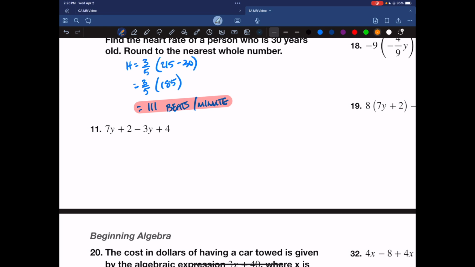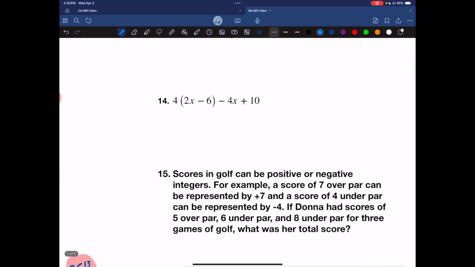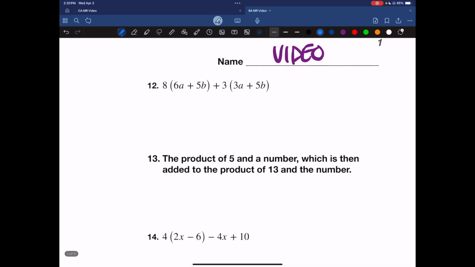Number 11, we have to combine like terms. So we got y here and there. We have a constant term here and there. So let's add them up. 7 minus 3 is going to be 4y. 2 plus 4 is 6. And that's how you combine like terms. It obviously can get a little bit more complicated than that, but that's the basics. And we only had 4 terms here. As you get more and more terms, it's even more critical, in my opinion, to mark up where your like terms are. Like here, I said y and y, and then my constant terms. I recommend doing that as it gets more complicated and more terms continue to be added.